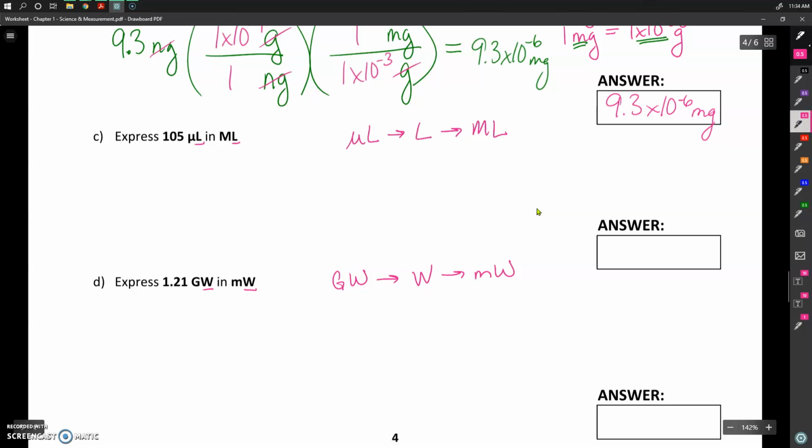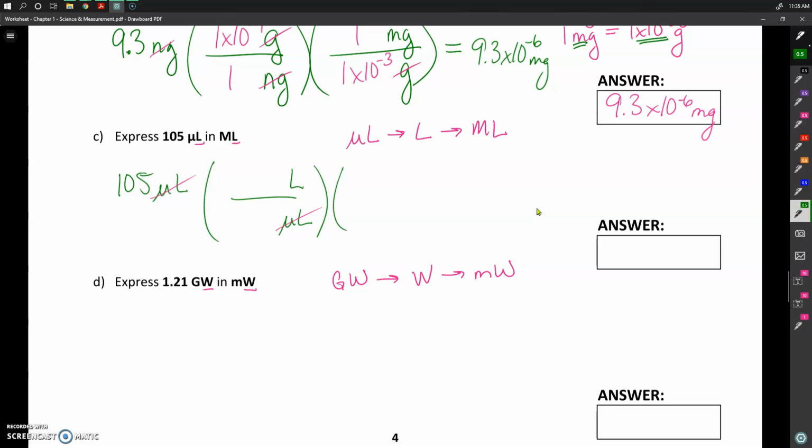All right, moving on to the next one. Same process here. I'm going to go through this one a little bit faster. So 105 microliters. I want to take this to liters first. So that means I'm going to have liters on the top because that's what I want to end up with, and microliters on the bottom so that those units are going to cancel out. Then I want to go from liters to megaliters. So I want to put liters on the bottom and megaliters on the top because I want the liters to now cancel out and I want to end up with megaliters.